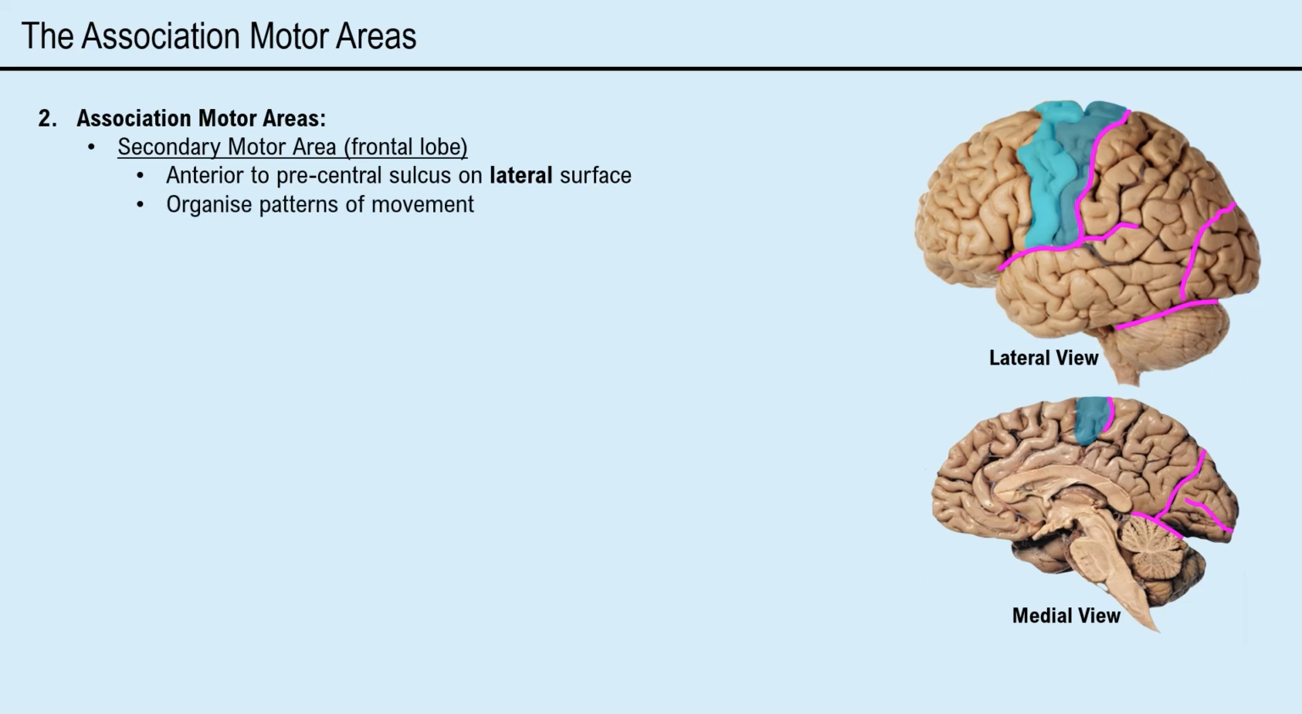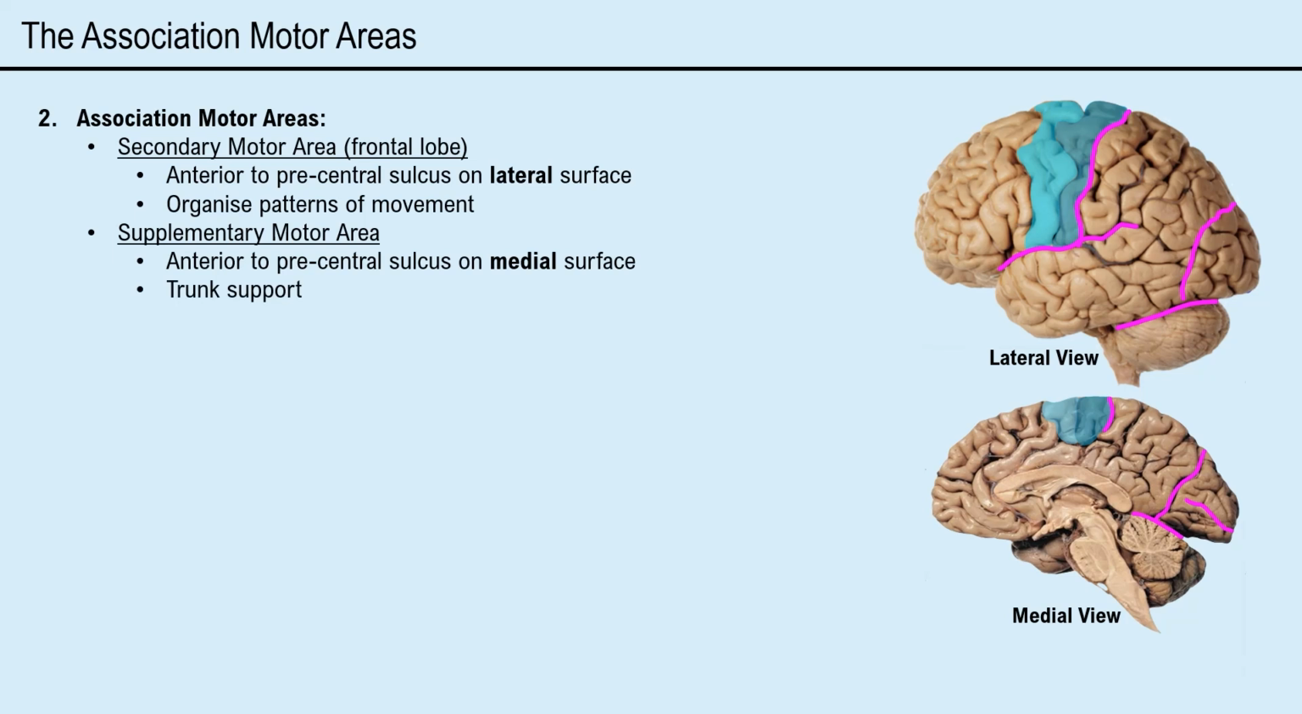On the medial surface, we have a supplementary motor area. This is another association motor area, and it is found on the gyrus anterior to the precentral sulcus on the medial surface. This association motor area is known as the supplementary motor area, and it is involved in trunk support, finely tuning the trunk in responses to change in posture. Like with the primary motor areas, all the motor association areas are contralaterally innervated. So the left hemisphere controls the right side of the body and face, and vice versa.